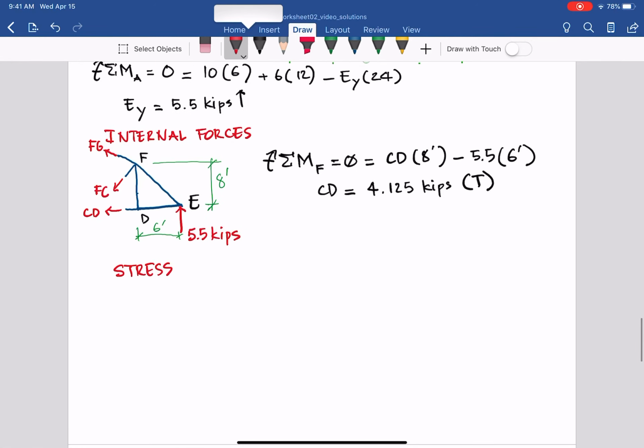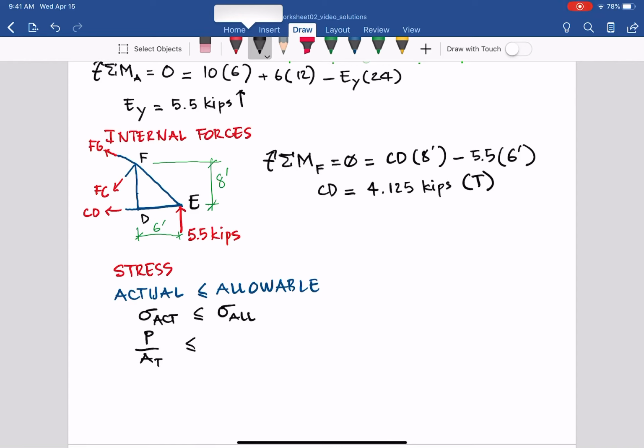Okay. So stress, we have what? The actual stress less than allowable. And the actual in this case is about sigma. So sigma actual less than or equal to sigma allowable. I make it short now. And that is equal to P, the load, over A, less than the normal stress, sigma allowable. So it equals sigma fail, that is given, divided by the factor of safety.